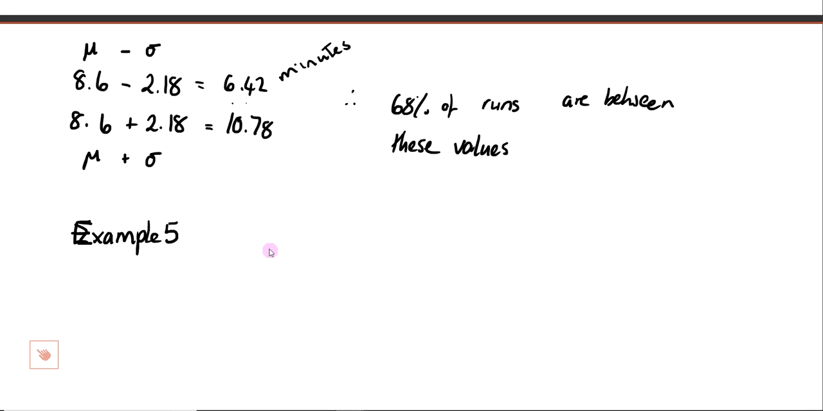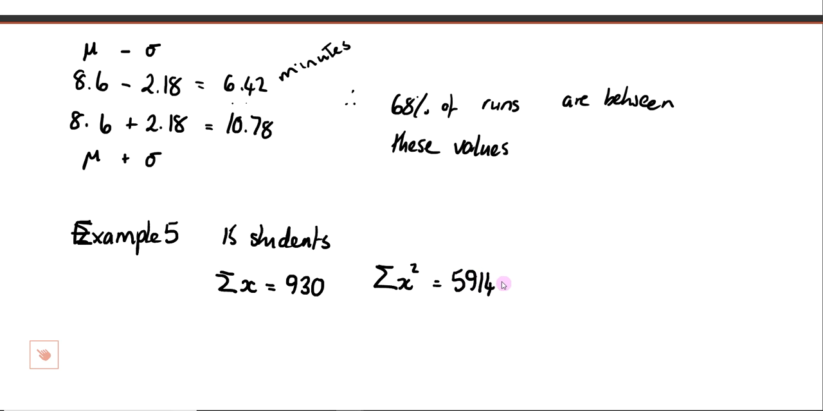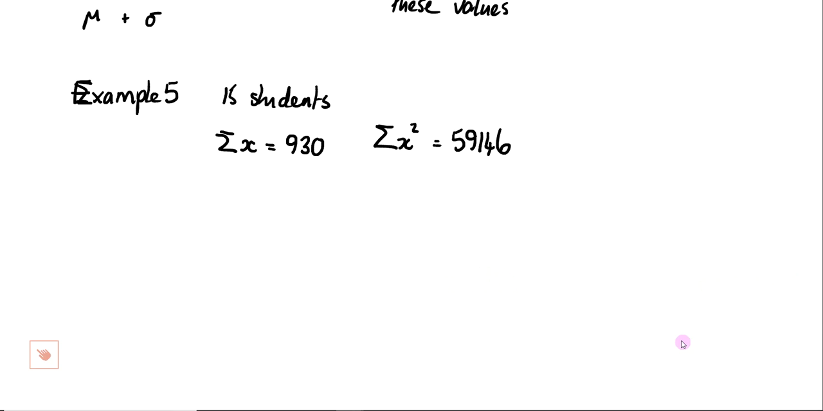So we've got the summary statistics for a class of 15 students. The sum of the test marks is 930 marks, and the sum of them squared is 59,146. That's a lot of marks. 15 students. Calculate the mean and standard deviation.